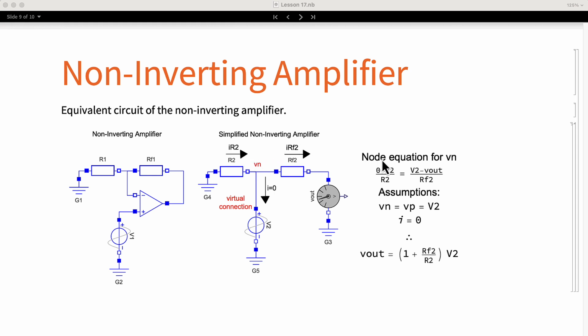IR2 is equal to 0 volts minus the voltage of the node Vn, which we know is V2, then divided by the resistor R2. And that current is equal to IRF2, which is V2 minus Vout over RF2. From this equation, we solve for the output voltage and we obtain the same result as before. Reiterating, we did not have to calculate the limit when the amplifier gain tends to infinity.